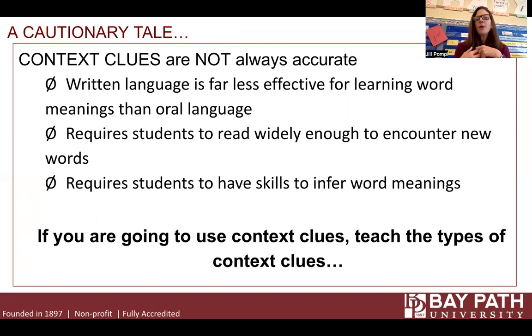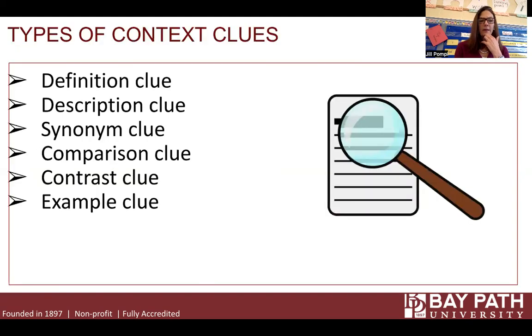We also know that if we want our students to rely on context, they must read widely enough to encounter new words. And we know that understanding a word meaning through context oftentimes requires students to have skills that will allow them to infer word meanings. And struggling readers oftentimes have difficulty with inferencing. Now, if you are going to encourage your students to use context clues, you can certainly do that, but I would suggest that you teach to students the different types of context clues that they might encounter during their reading.